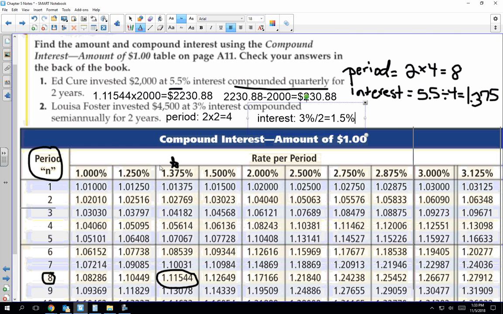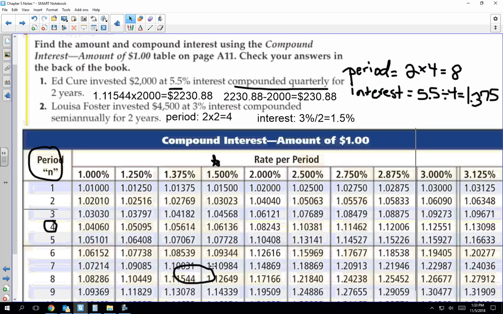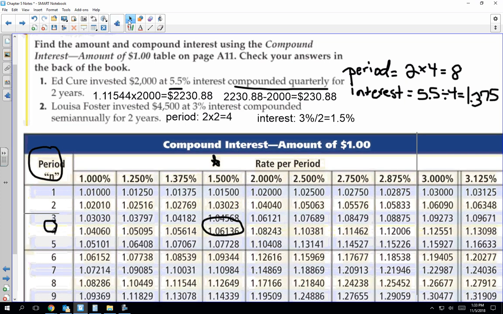So now we're going to look it up on our table. We're at 1.5%. We're at 4 interest rate periods. So if we follow that, we get 1.06136. So let me move this down so I can write. And we got 1.06136 times the amount, because this is for $1. This is the amount for just a single dollar, but we have more than $1 in there.